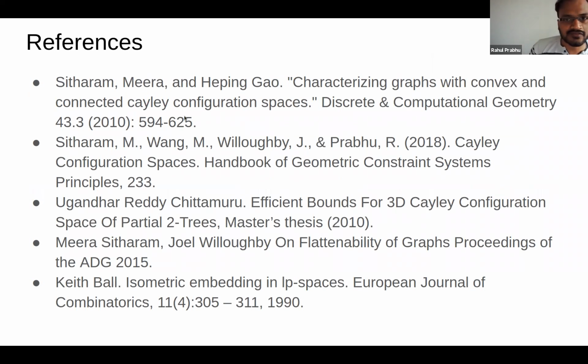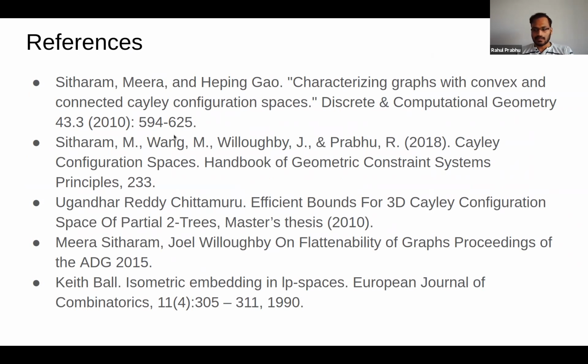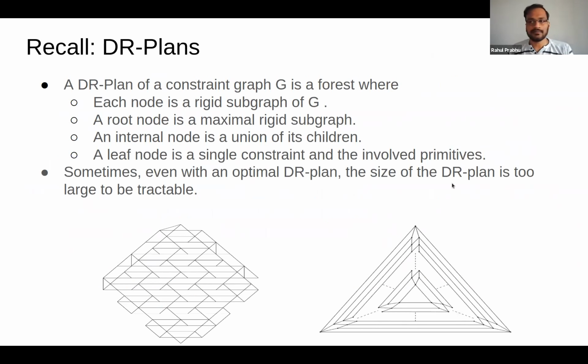These are some of the references for the things I have talked about so far. And now I'll talk about some of the applications of this idea of convex Cayley configuration spaces.